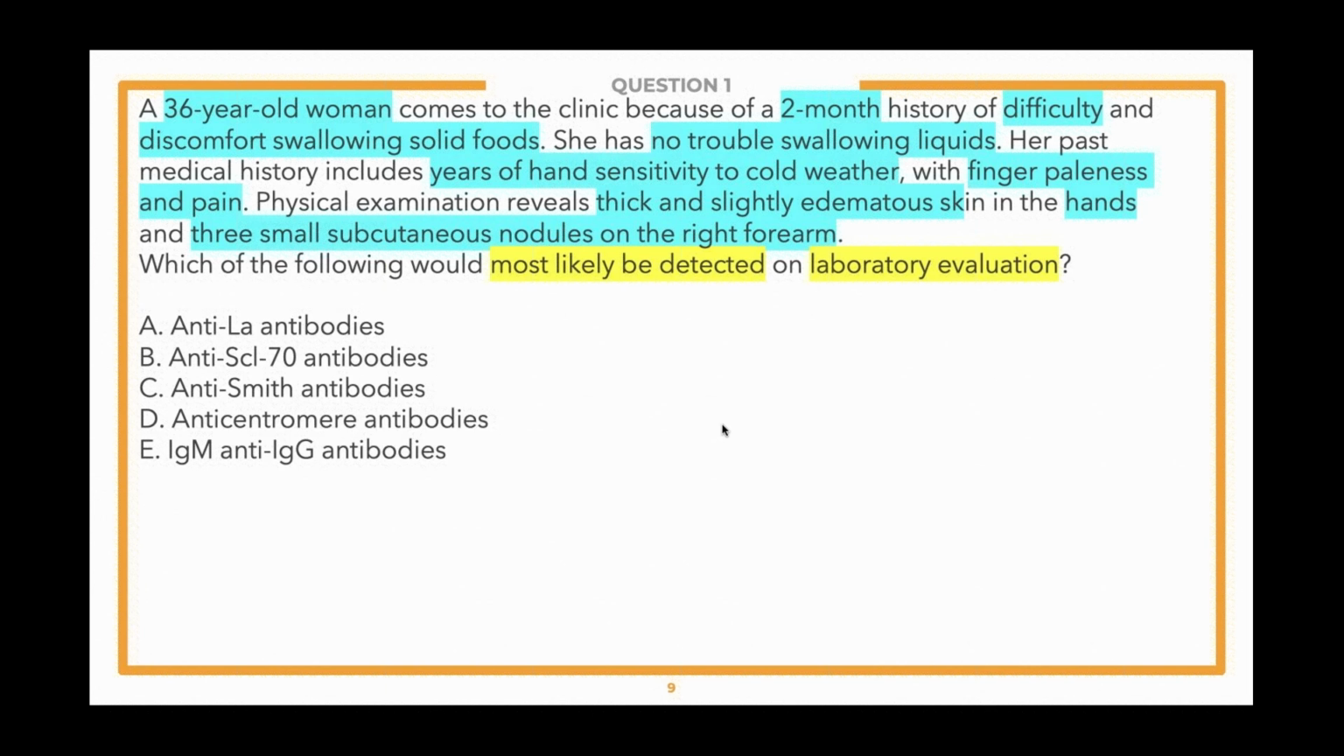Answer choice E, IgM anti-IgG antibodies. D, anti-centromere antibodies. C, anti-Smith antibodies. B, anti-SCL70 antibodies. And A, anti-LA antibodies. So we're going to go ahead and open up that poll. Go ahead and select what you think is the best answer here, and we'll talk about it in just a few seconds.